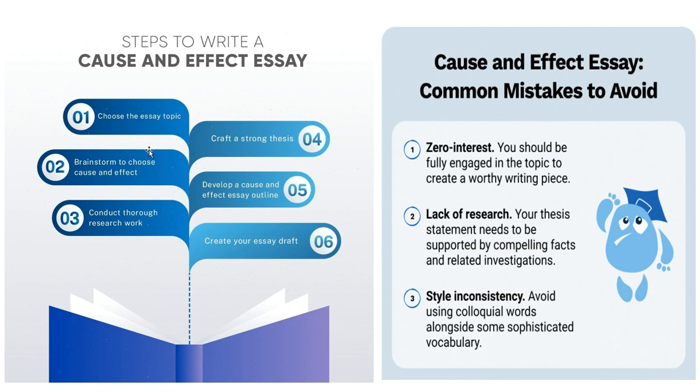Then it's generally called brainstorming, later conducting the research work based on existing systems, literature survey, introduction, like that. It is also useful to consult previous works, either patents and copyrights and books and book chapters and conference papers, whatever it may be, any related data, and craft a strong thesis and make a sample hypothesis, and develop a cause and effect essay outline.